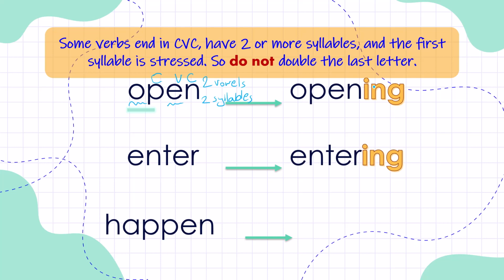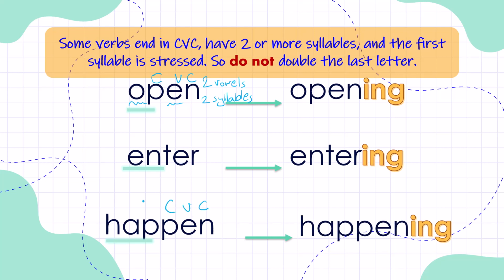Or the word enter. Enter. Well, the first syllable is stressed, so we don't have to double the last letter, which is R. Happen. Again, in the word happen, you say that we have CVC here, but as I told you before, the first part is stressed, so because of that, happening is like this. I do not double the last letter.